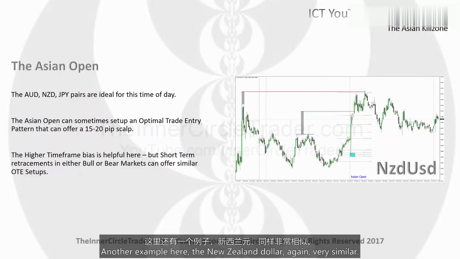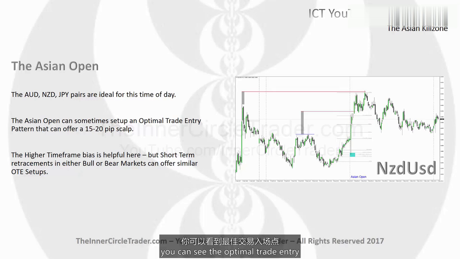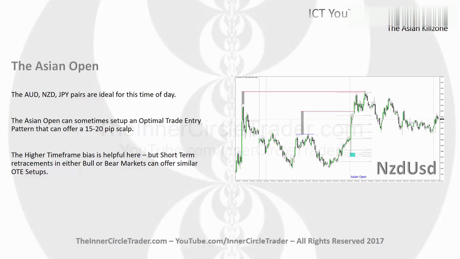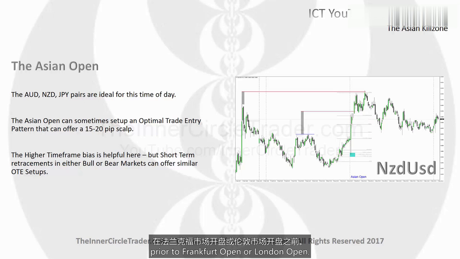Another example here, the New Zealand dollar, again, very similar. This one, you can see the optimal trade entry comes down with just one singular candle on a 15-minute time frame. Comes down, gets an optimal trade entry, runs equal highs in the previous day's range, and ultimately runs all the way up to the previous Friday's high. Now, this is all done during the Asian session prior to Frankfurt Open or London Open.